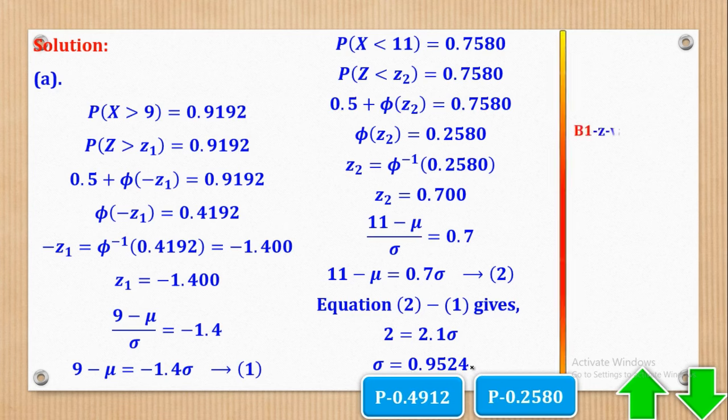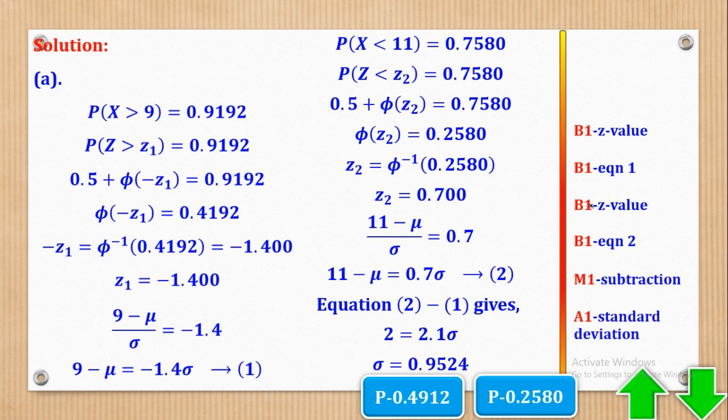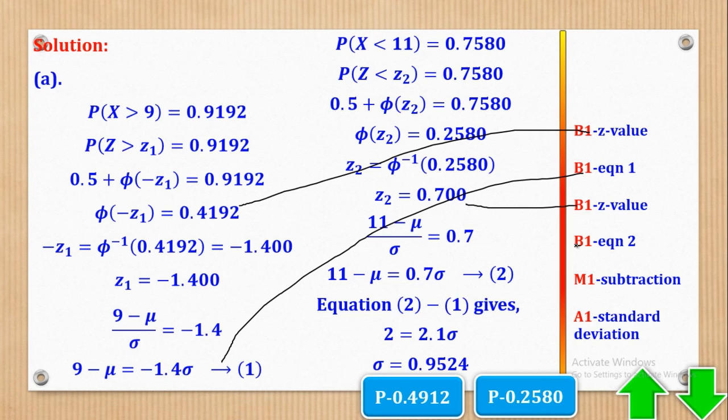Now, before we go to the next slide, let's see how marks can be awarded for this slide. So B1 for this Z value, and another B1 for equation 1, B1 for this Z value, another B1 for equation 2, M1 for subtracting, and A1 for the standard deviation.